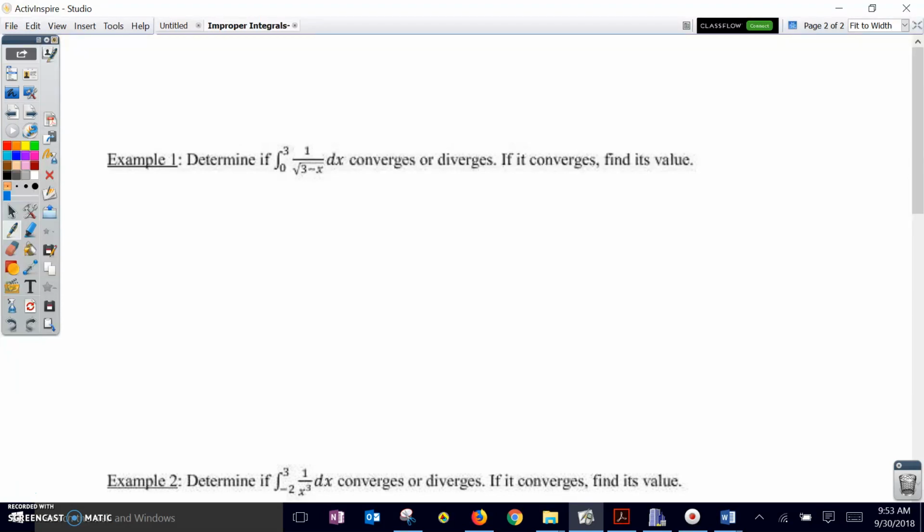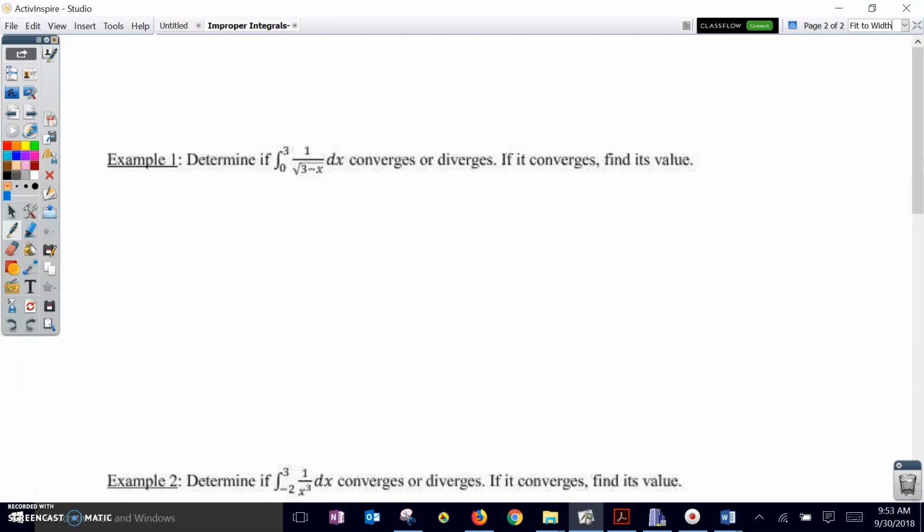Determine if the integral from 0 to 3 of 1 over the square root of 3 minus x dx converges or diverges. If it converges, find its value. So our first consideration is, where does this integrand have an infinite discontinuity? And that happens at 3, where it makes the denominator equal to 0.